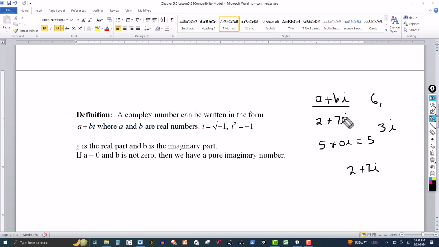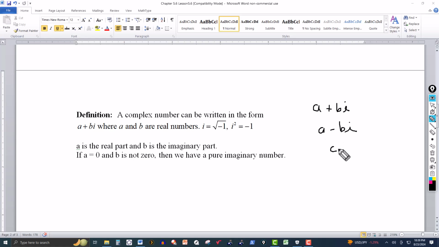Now we can represent a complex number as a vector in more advanced math, but here we're going to keep it pretty basic. Also, I want to point out that if you have a plus bi, the standard form of a complex number, then a minus bi is called the conjugate. So 3 plus 5i and 3 minus 5i would be conjugates. Or for the pure imaginary numbers, 3i and minus 3i are conjugates.